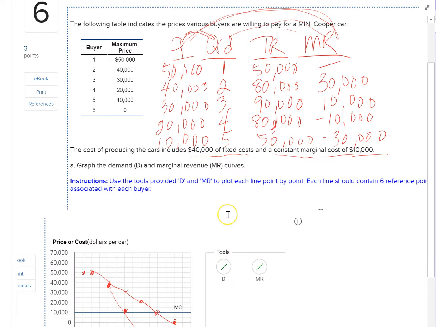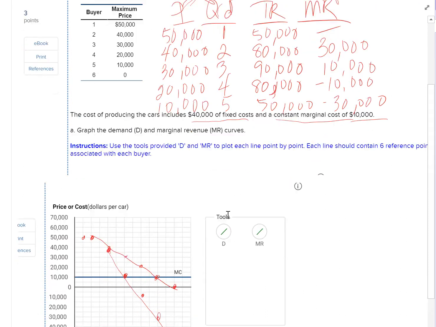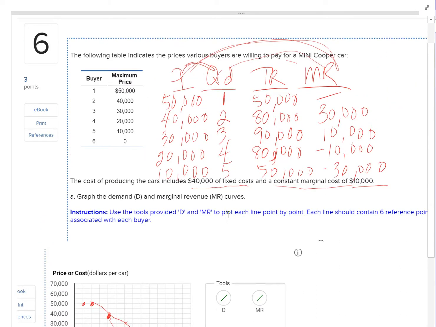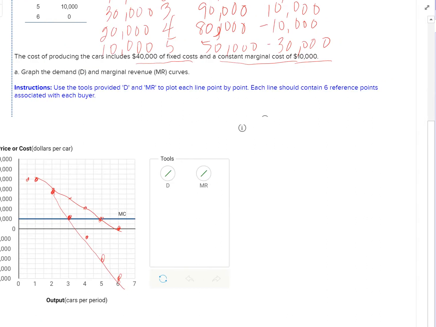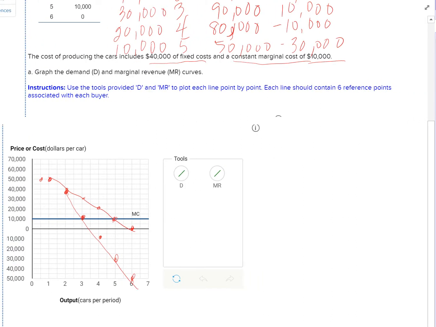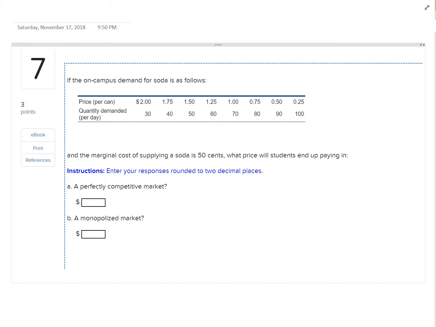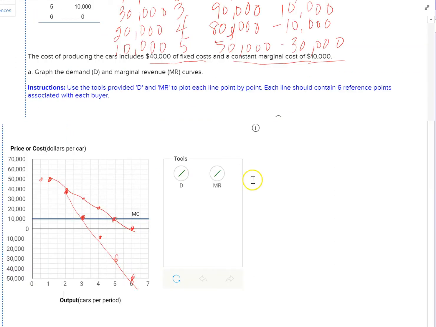And the cost of producing them, 40,000 constant marginal cost. Now, I believe it asks about profits and some other details. Let me see if that showed up here. I think I forgot to put that in here, but let me just run you through this. Your homework is going to ask you for a few things.